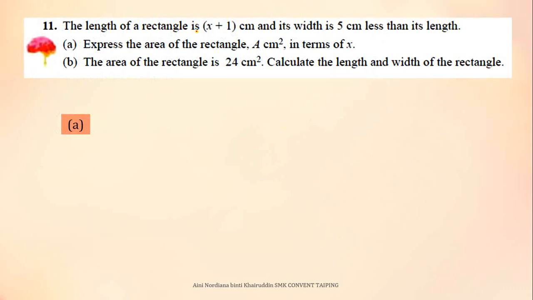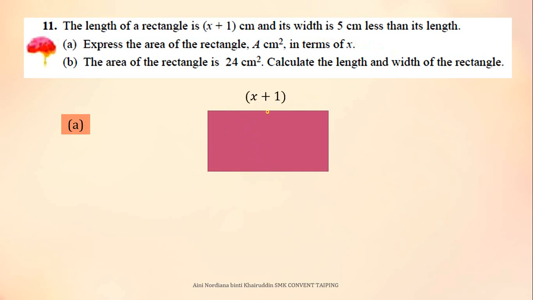So question number 11. The length of a rectangle is x plus 1 cm and its width is 5 cm less than its length. Express the area of the rectangle in terms of x. So this is the rectangle. The length is x plus 1 and the width is x plus 1 minus 5. Since here it states that 5 cm less than its length, so we minus 5 from its length. So the width is x minus 4.